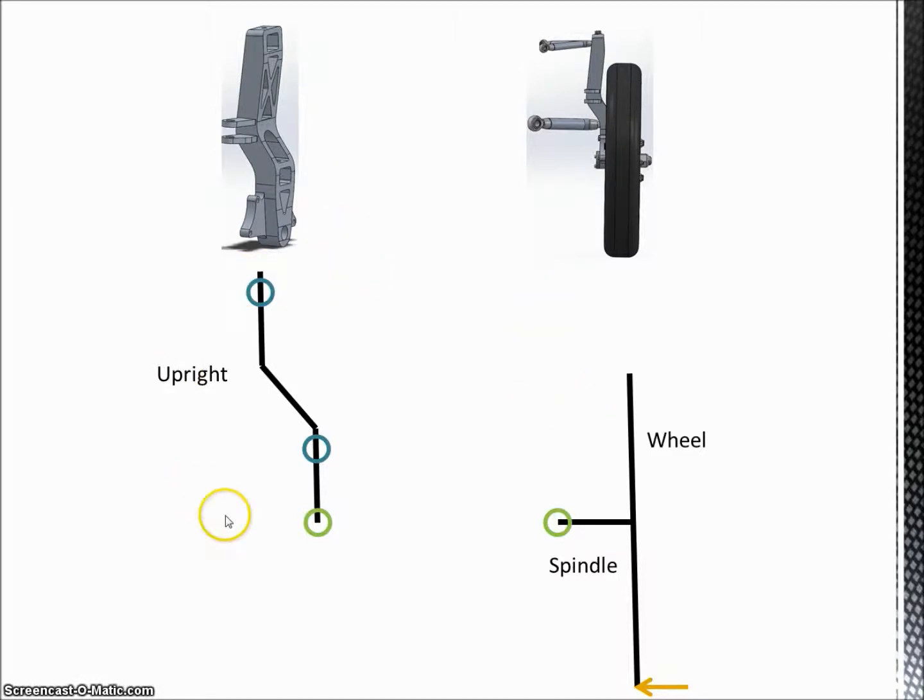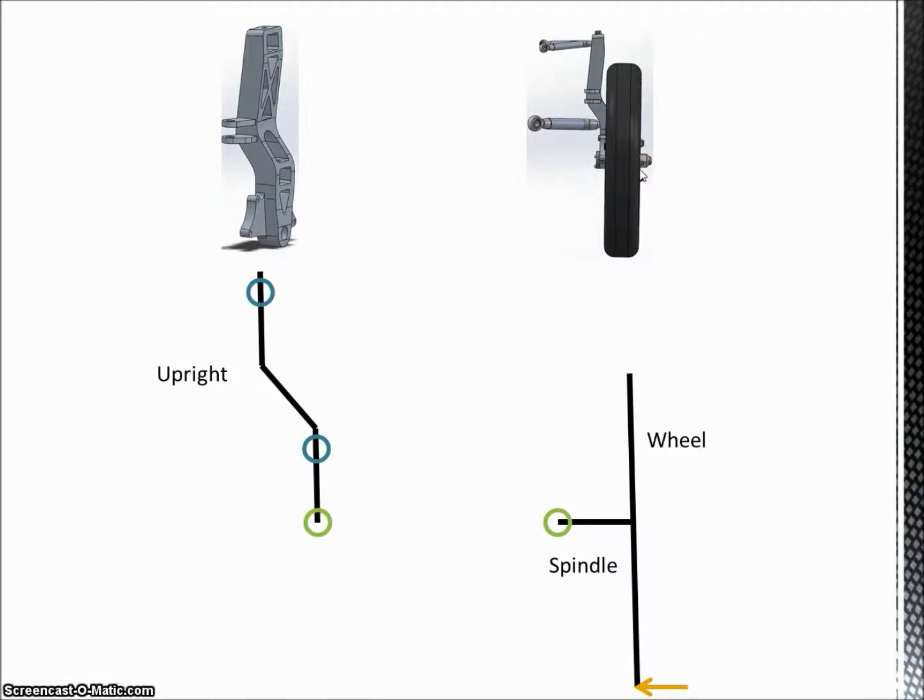So here I have drawn a very simple free body diagram of the upright and a very simple free body diagram of the wheel and spindle assembly. And guys, this is pretty simplified, but just bear with me. I pin the upright at the two A-arm connection points right here and right here. In the real model, that's right here and right here. Those pins are represented in blue circles. And the connection point between the upright and the spindle and wheel assembly is indicated by the green point. So that's right there in the real models and right there.